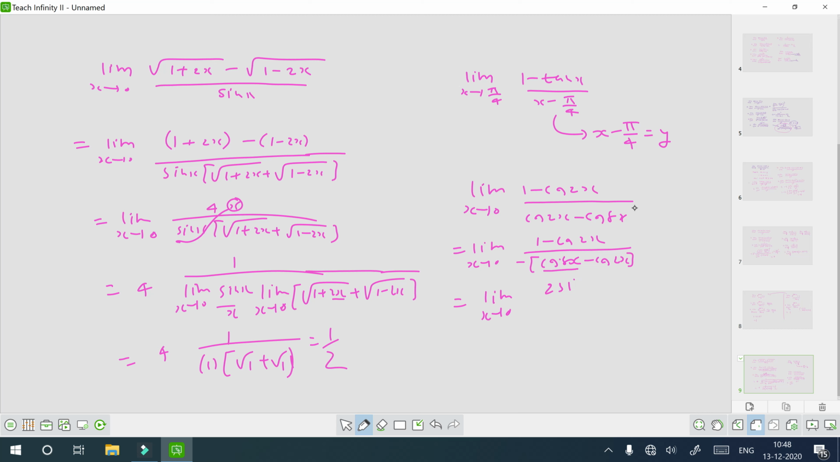1 minus cos 2x, that is 2 sine square x, minus of minus 2 sine 5x into sine 3x. Yes or no? Yes. 2 sine 5x. Clear? So in the next page, the 2 gets cancelled. What do you get? Limit x tends to 0 sine square x over sine 5x into sine 3x.